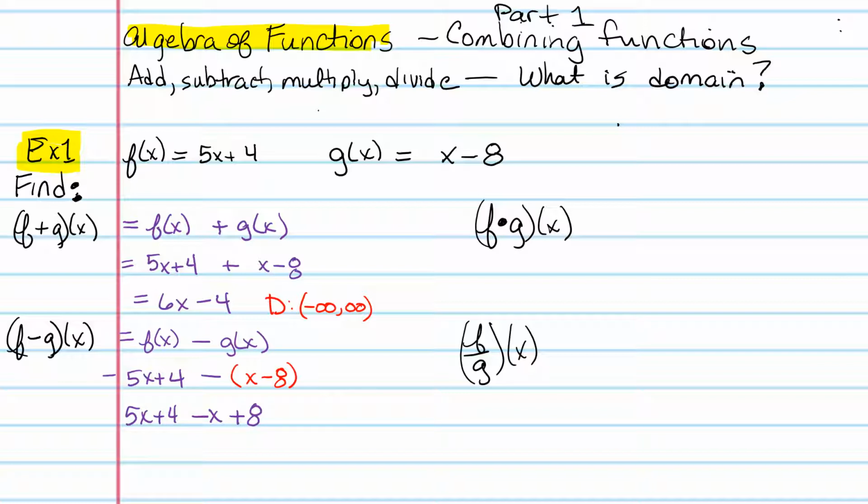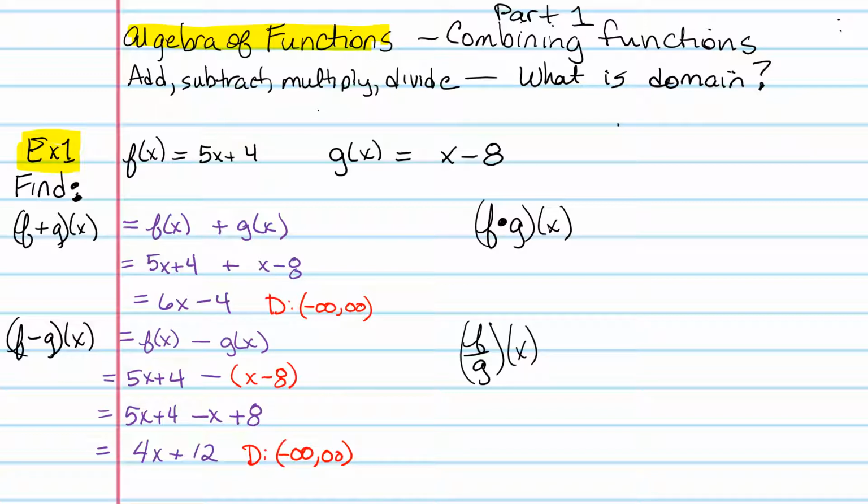And again, if I combine my like terms, I have 4x plus 12. So again, I take two linears, I subtract them, I get another linear. Domain is still not an issue here.